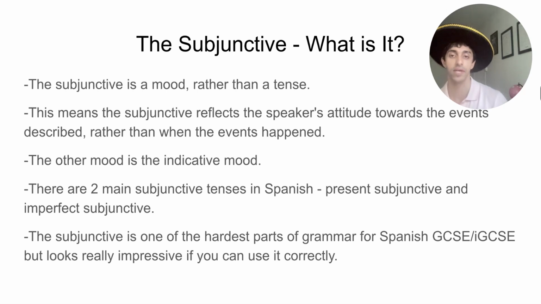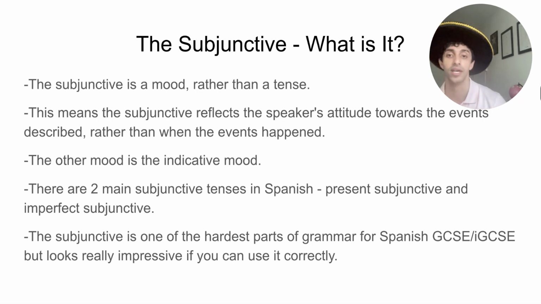So the subjunctive is a mood. A mood is also a much more overarching and wider category than a tense, because a mood can have several tenses. And all of the tenses that you would have generally learned before you learn the subjunctive.